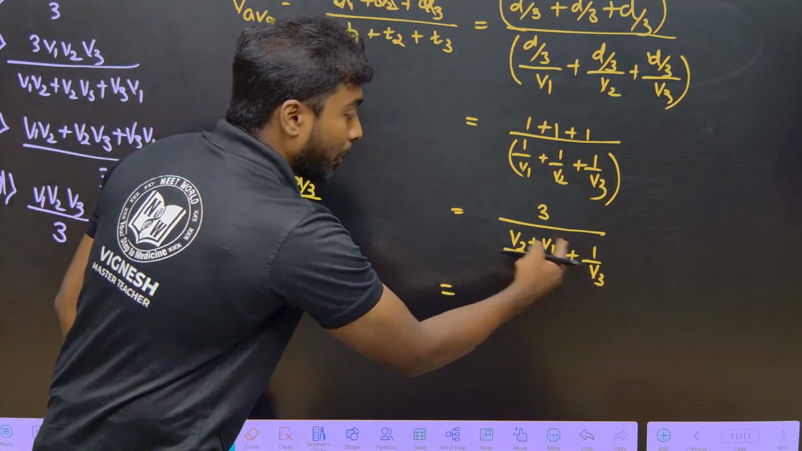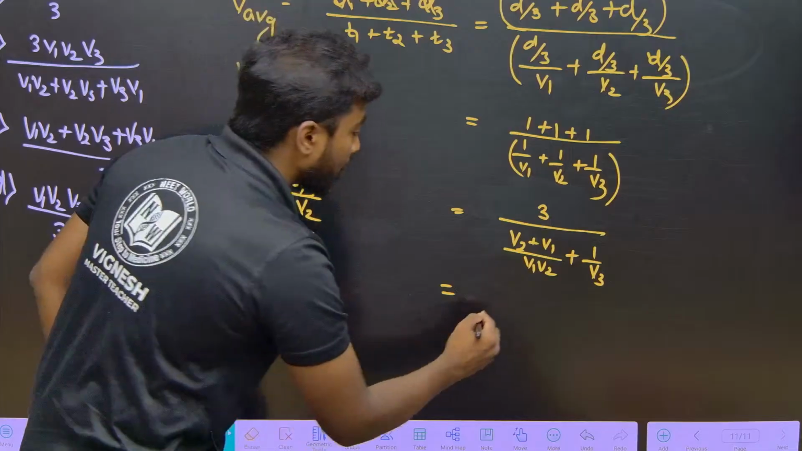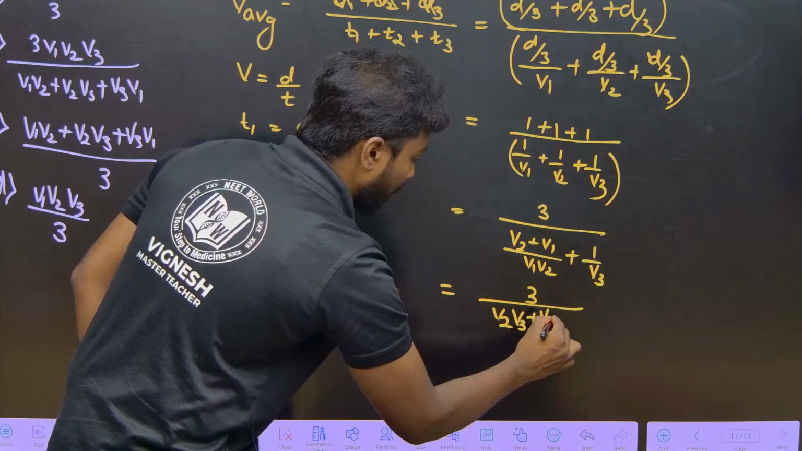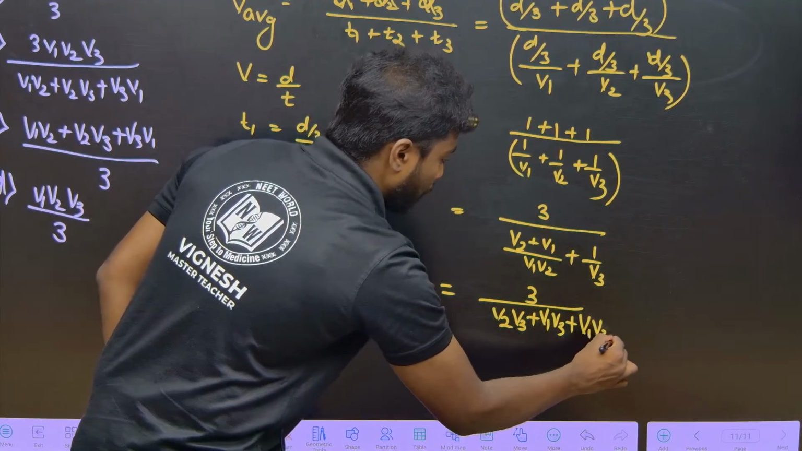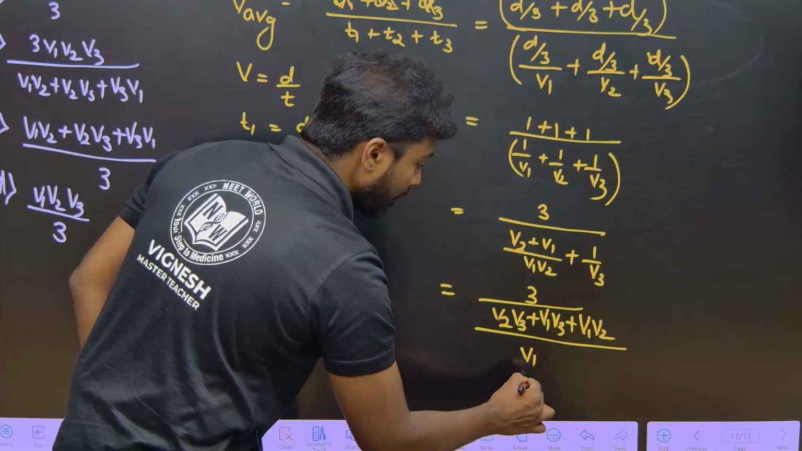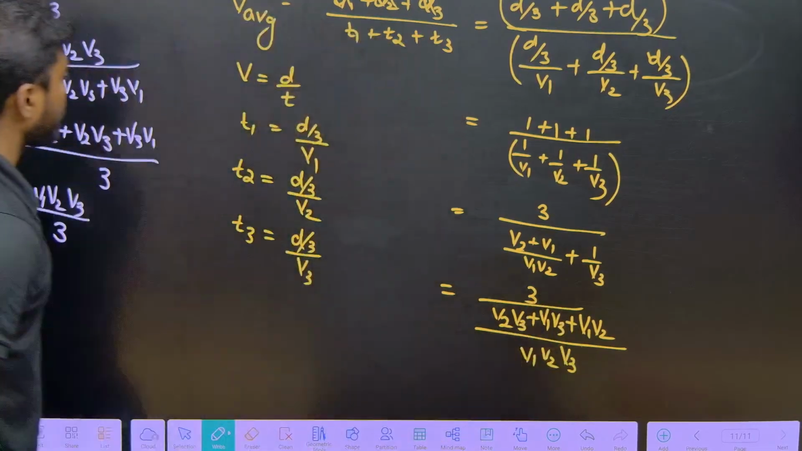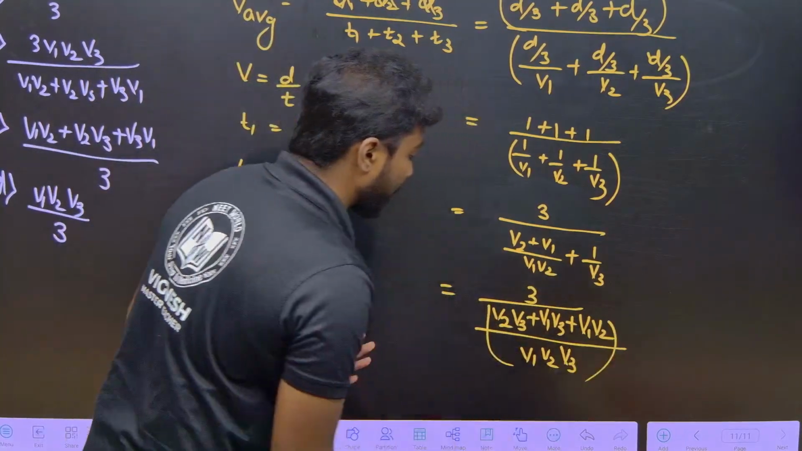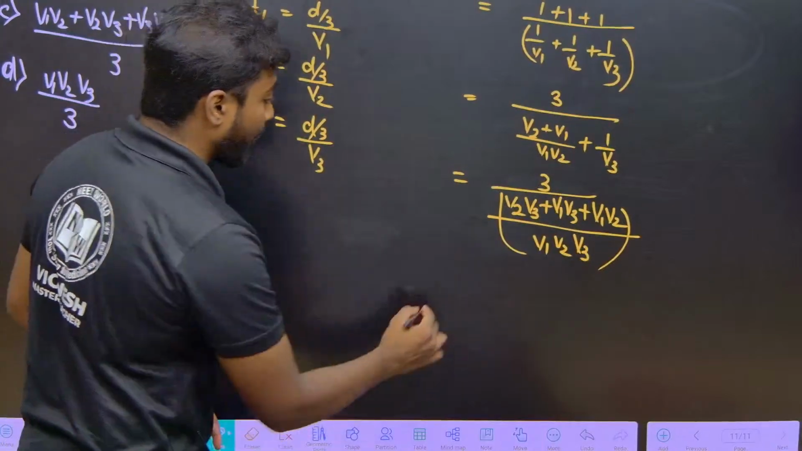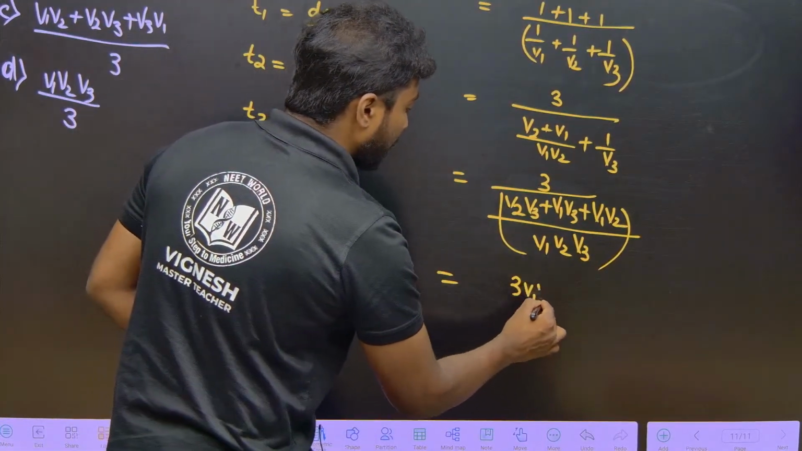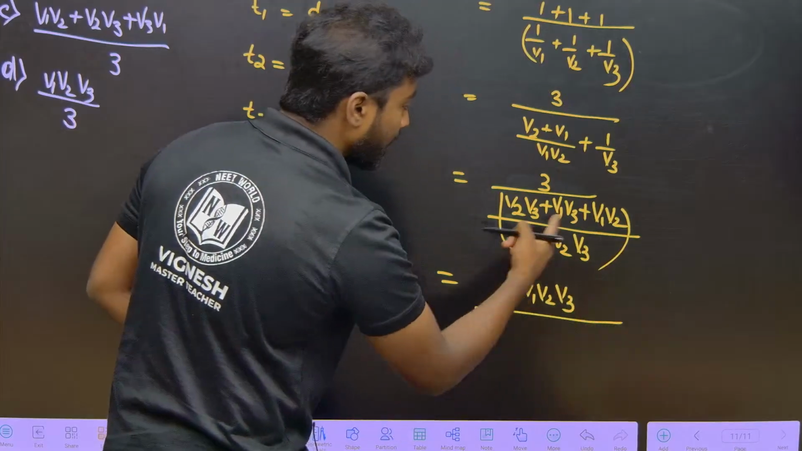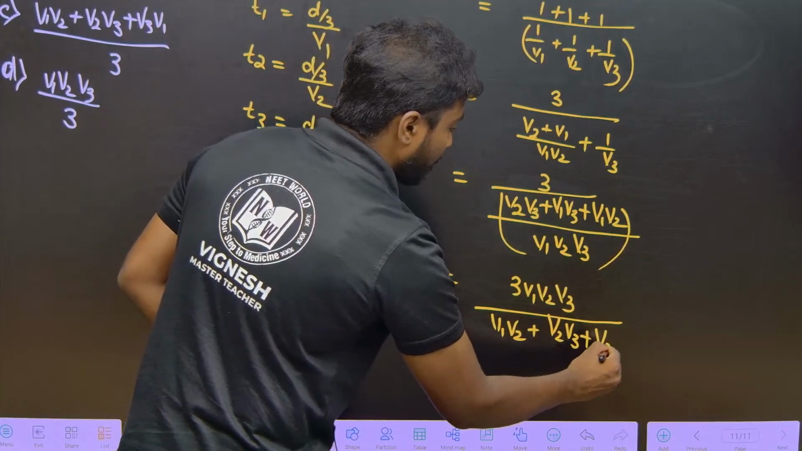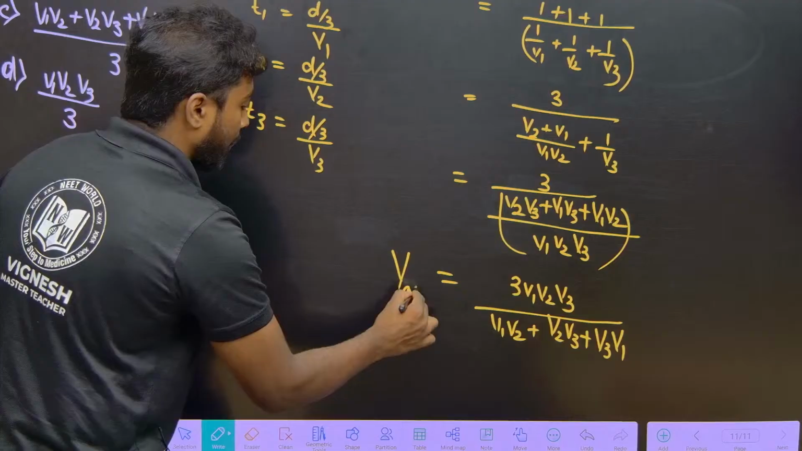V2, V3, V1, V3, V1, V2. Yes, no? So 3 by V2, V3 plus V1, V3 plus V1, V2 divided by V1, V2, V3. Any doubt? Now I can take this total denominator part to the numerator. So 3 V1, V2, V3 divided by V1, V2 plus V2, V3 plus V3, V1. This is my average velocity.